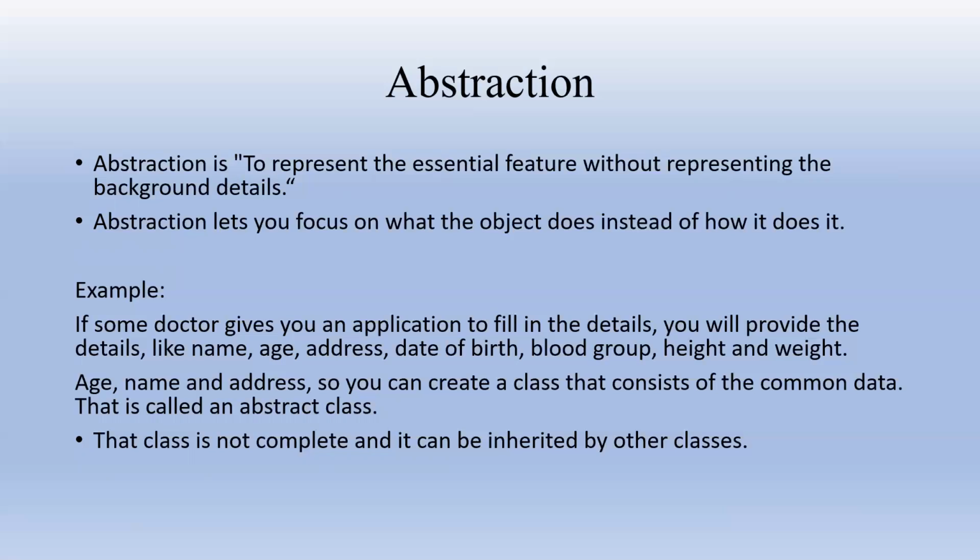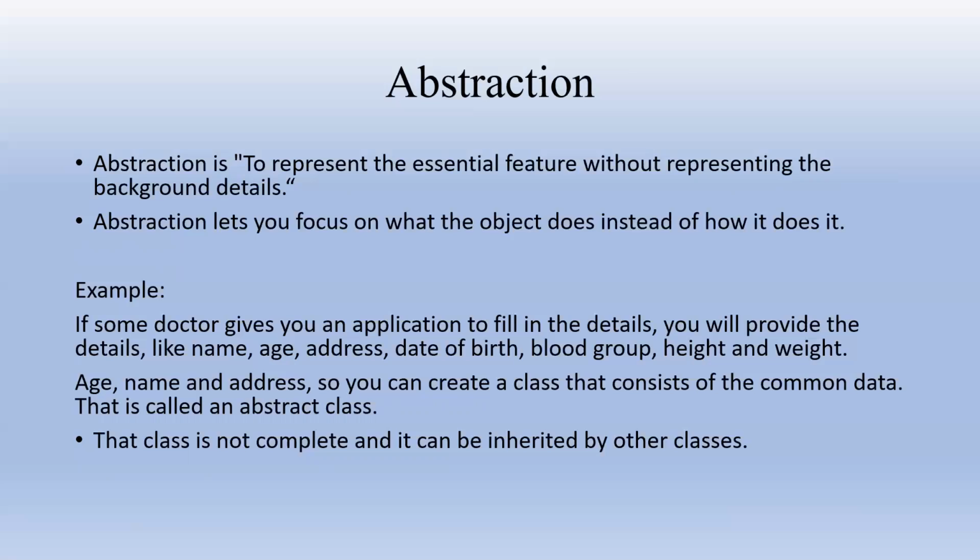For a simple example, let's say some doctor gives you an application to fill in the details. You will provide the details, right? Like name, age, address, date of birth, blood group, height and weight. So here age, name and address, you can create a class for that. This is known as an abstract class. The class is not complete and it can be inherited by other classes.